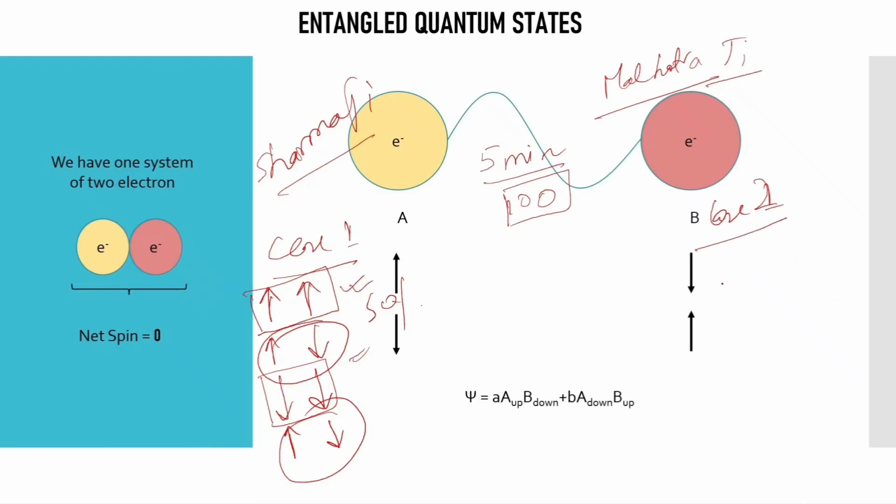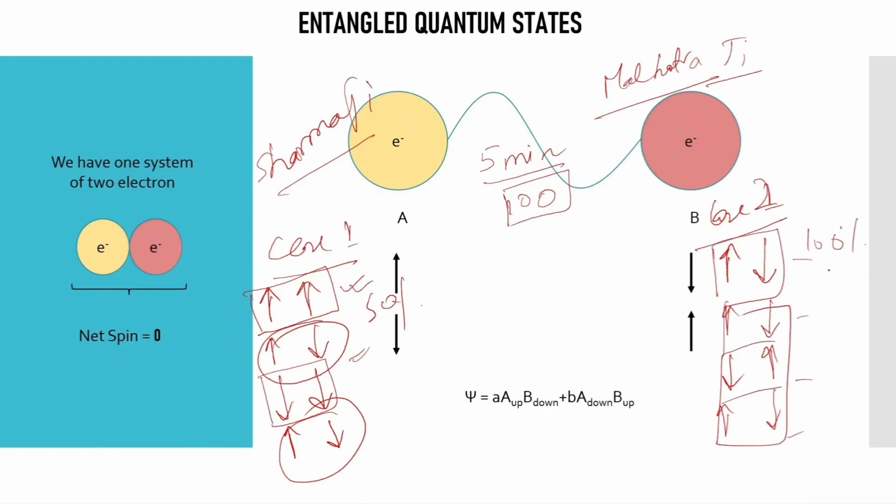And in case 2, what we see is, when Sharma ji gets up, Malhotra ji gets down. Sharma ji gets up, Malhotra ji gets down. Sharma ji gets down, Malhotra ji gets up. So almost every time the spin is in the opposite direction. So 100% of the time the spin is opposite, while here 50% of the time the spin is opposite and 50% of the time the spin is the same.